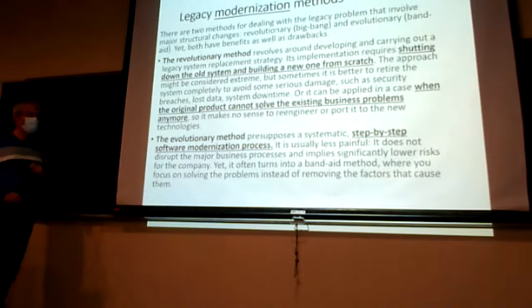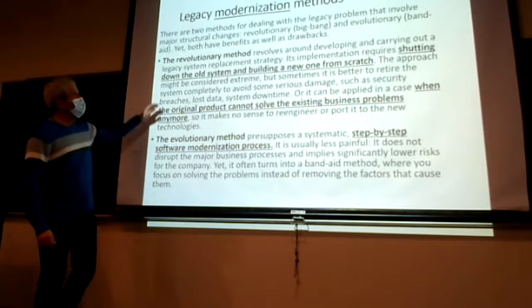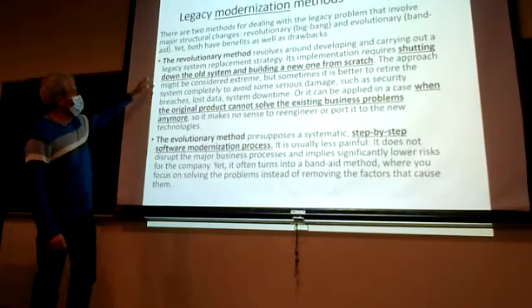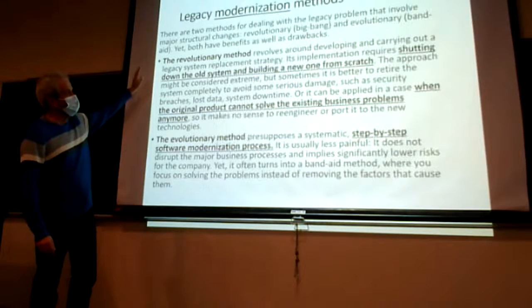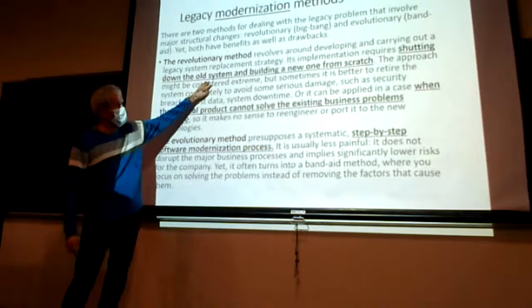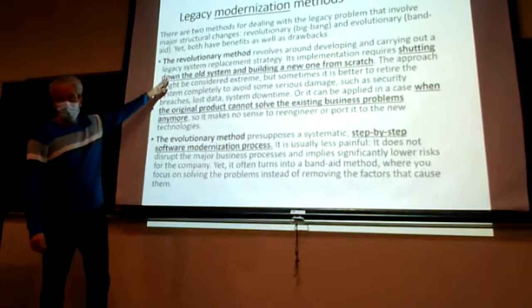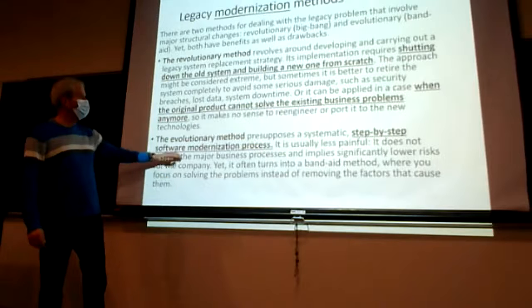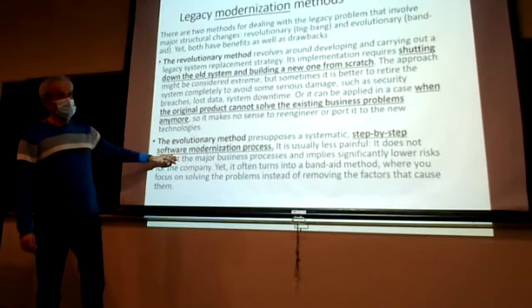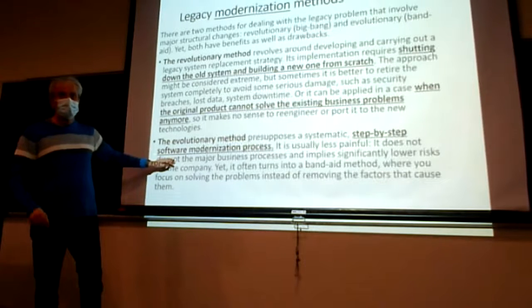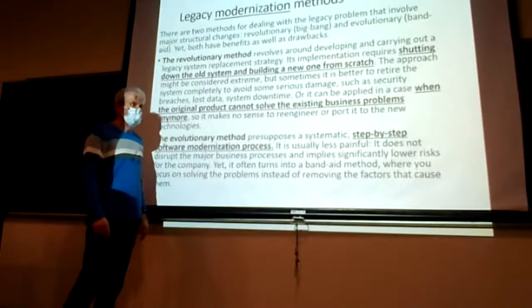So if you want to modernize, you have a revolutionary method around developing and carrying out the legacy system replacements. It requires shutting down the old system and building a new one from scratch. So that's the revolutionary, and the evolutionary is a step-by-step process. We only replace parts of it, and then replace the next part. Okay.